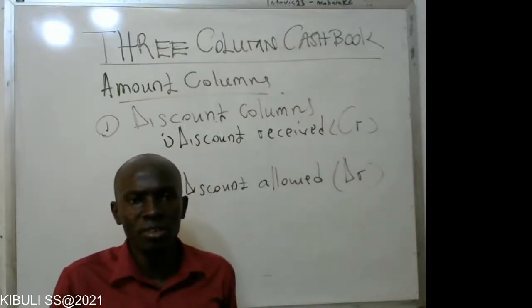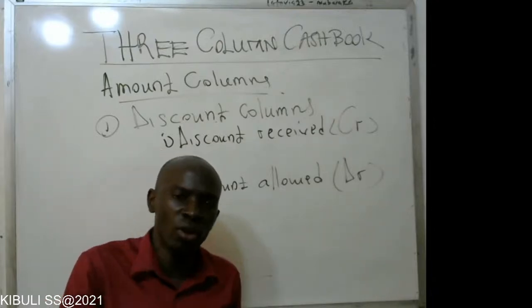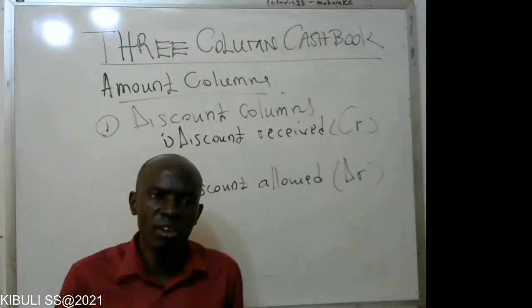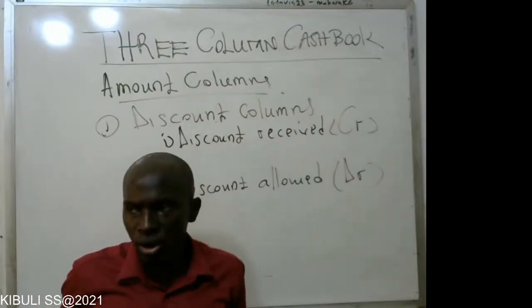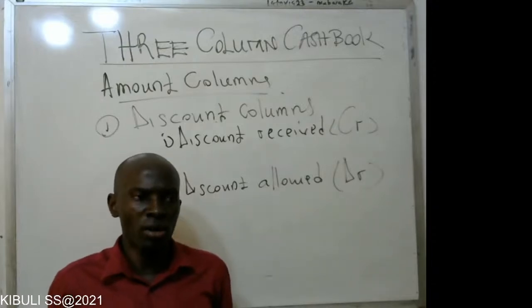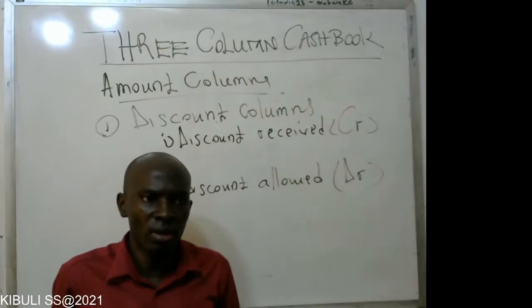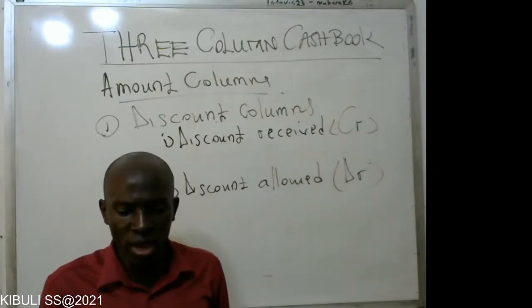So master that. Discount allowed, debit side. Discount received, credit side. Note that one down so that you don't forget.